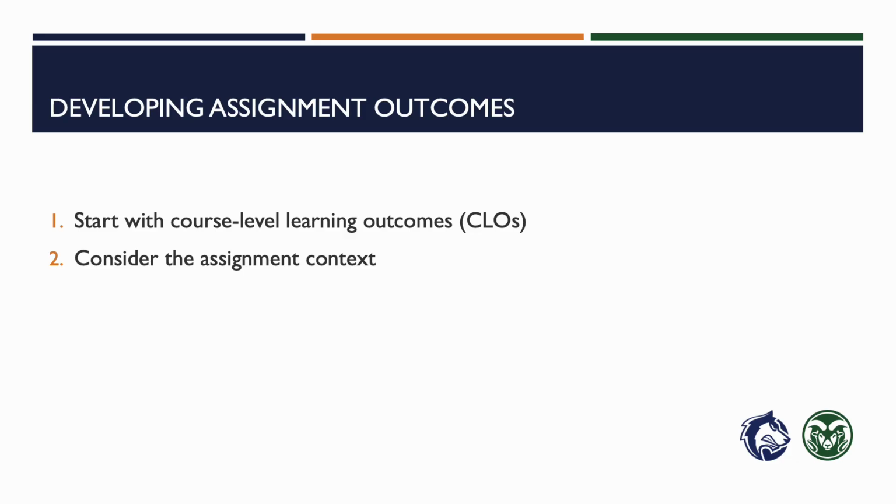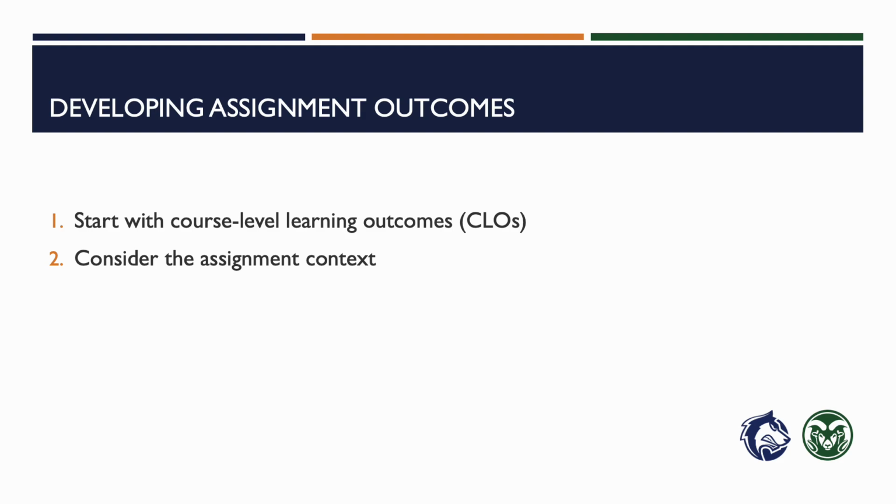Number 2, consider the assignment context. There are 4 elements to this. The first is the assignment type. Essays or research papers require really different outcomes than presentations or labs. Number 2, student level. Is this a first year assignment, second year, graduate student assignment? We know that the students in different years have different abilities.